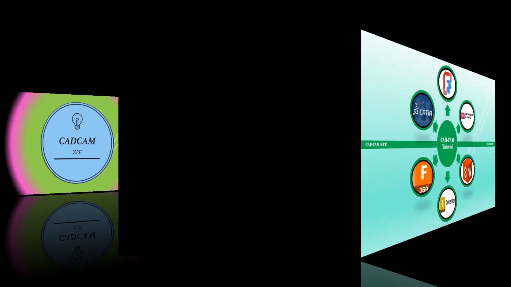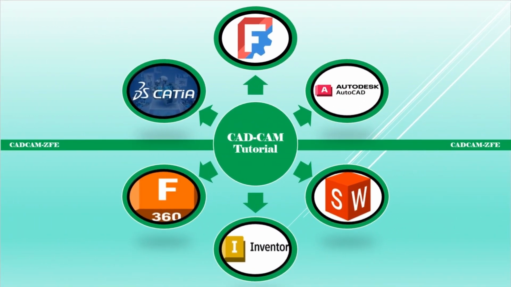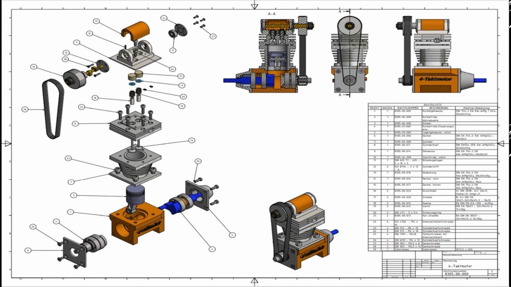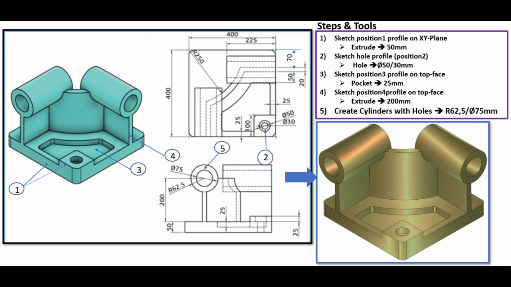In this tutorial, you learn, in addition to the FreeCAD sketching, also about the application of FreeCAD tools like Extrude, Hole, Pocket, and Fillet. This is the exercise for today. We convert this 2D drawing, step by step, into this 3D solid part. As you know, there are several ways or steps to create this 3D solid part. These are the steps and the tools that I used to create this 3D solid part.